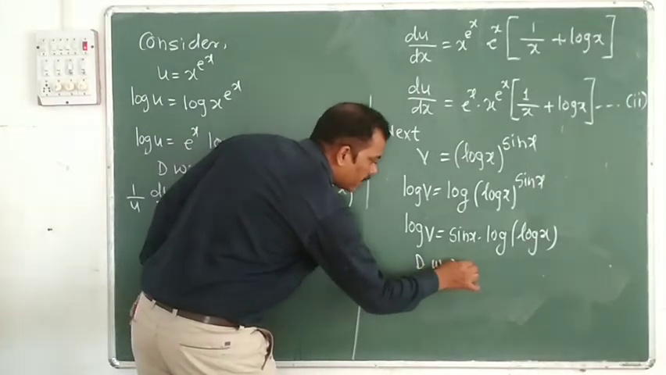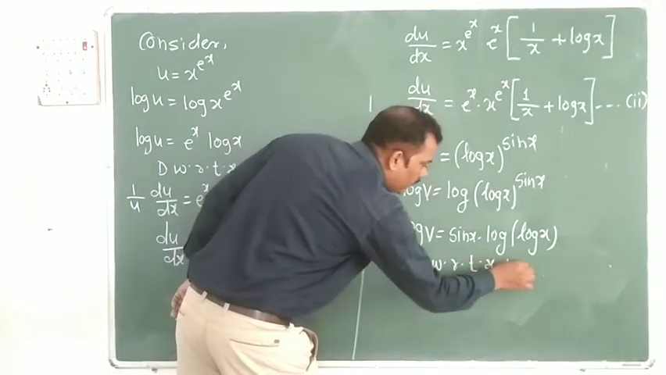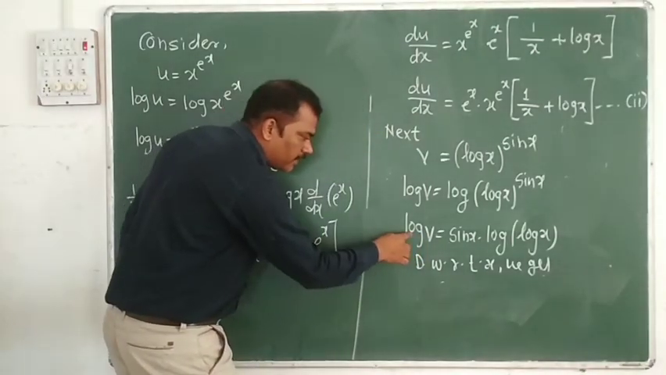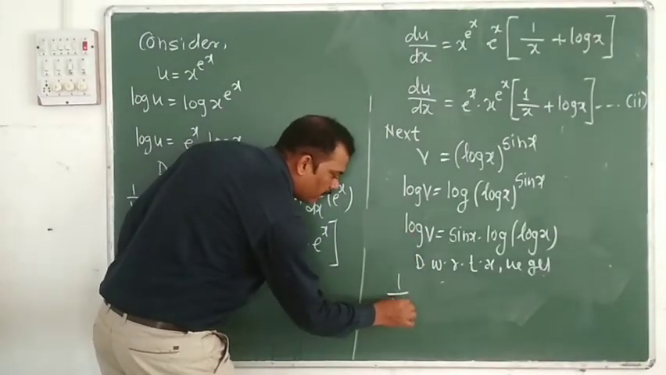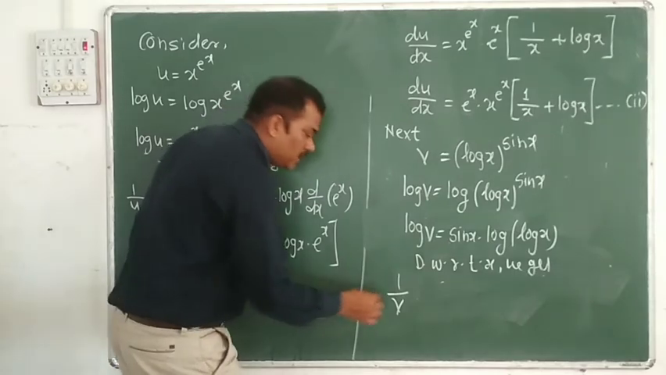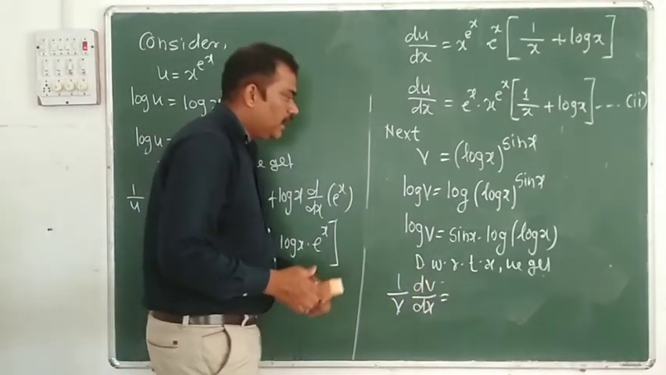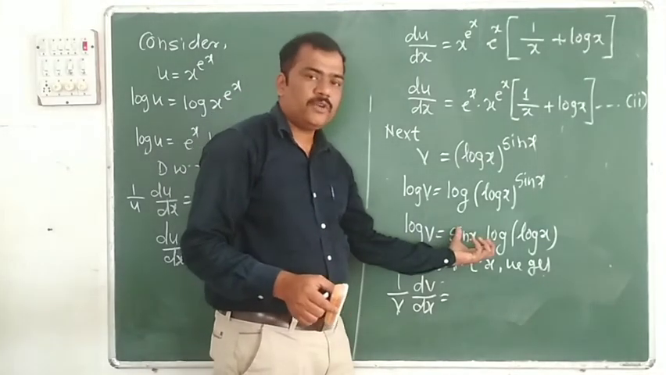dv with respect to x we get. What is the differentiation of log of v? First we have to take the derivative of log, that is nothing but 1 upon v. Derivative of v is nothing but dv by dx is equal to, here product of two functions, so we have to use the product rule.